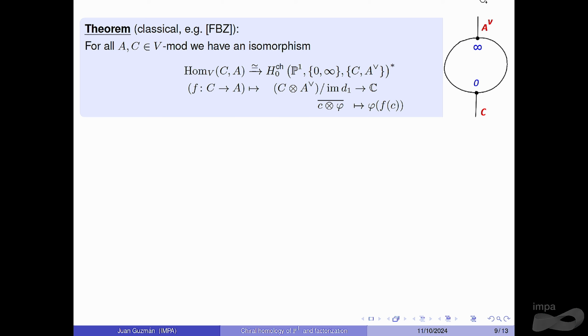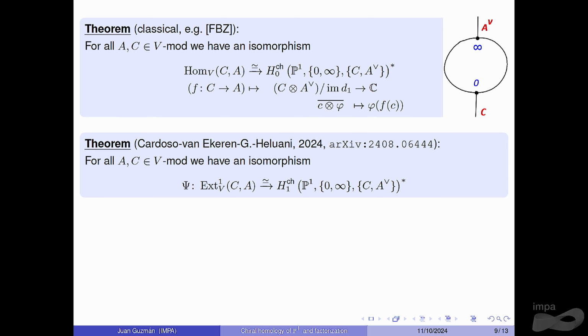Then the first thing that we did this year was generalize this to H1, right? So now we got this result, which relates the chiral homology in degree 1 of this very same thing with, now instead of homomorphisms, we need to look at extensions of V-modules, right? So it's going to be an isomorphism to Ext^1 of this thing.